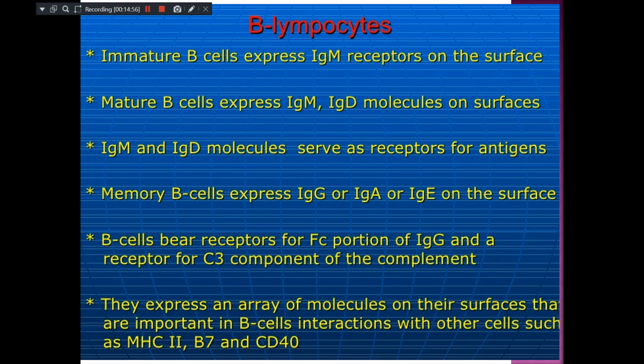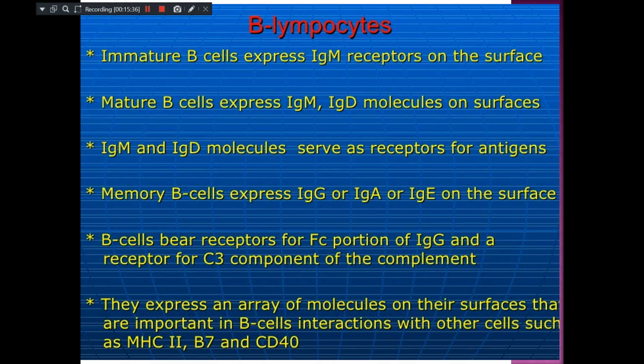Whereas the other type of B cells, as I have told you, the memory B cells, express immunoglobulin G and or immunoglobulin A or immunoglobulin E on their surface. Just don't get confused here. Immature B lymphocytes have immunoglobulin M as receptors on their surface. Mature B cells have immunoglobulin M and immunoglobulin D molecules on their surface, and they are nothing but the receptors for specific antigen. Immunoglobulin M and D both serve as a receptor for antigen.